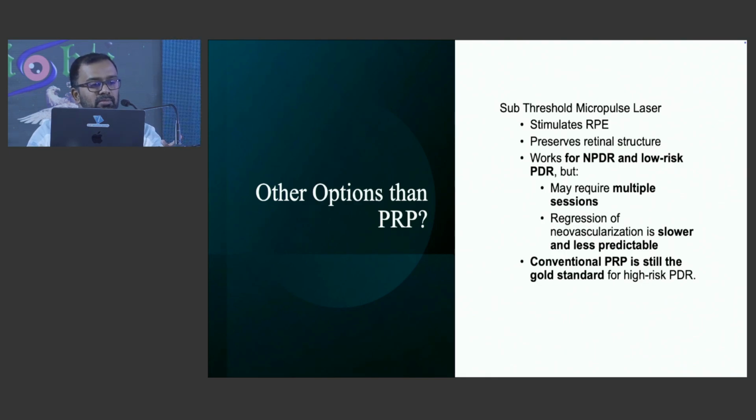The other options, which are newer, include a subthreshold micropulse laser. These mainly act by stimulating the RPE and preserving the retinal structure. But they may require multiple sessions, and it's less predictable with a slower response and a risk of neovascularization. Overall, conventional PRP is still the gold standard for high-risk PDR.